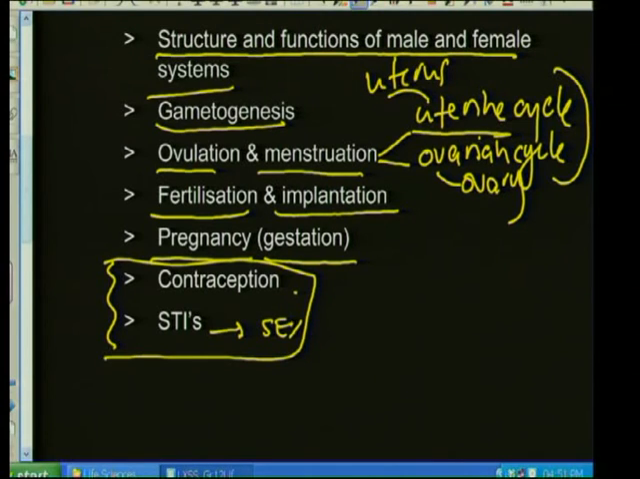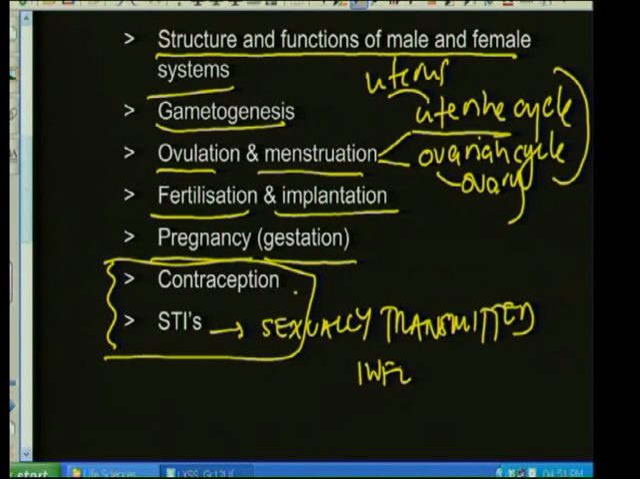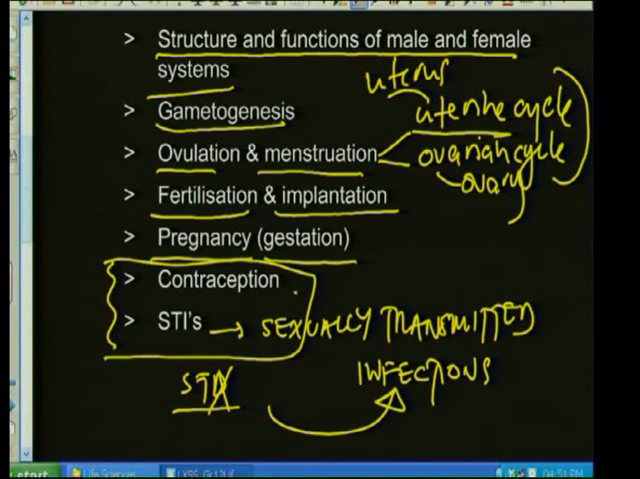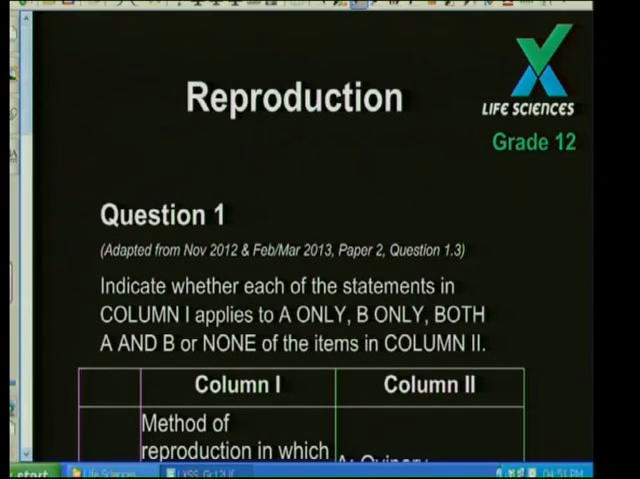Contraception, how we want to prevent pregnancy, and STIs, sexually transmitted infections. The older books would talk about STDs, sexually transmitted diseases. So we have changed that word disease now to the word infection. So that's what you need to know. Let's get right into the questions.